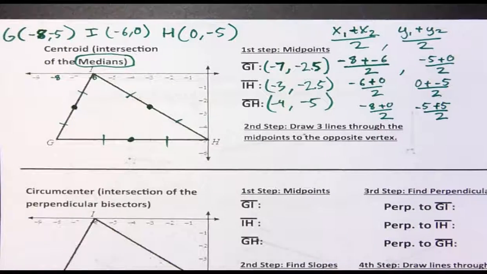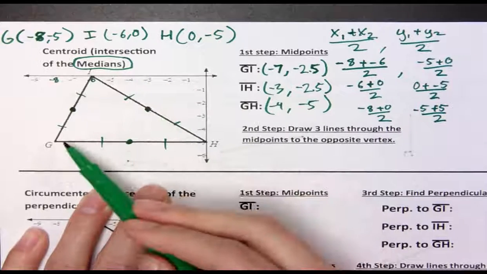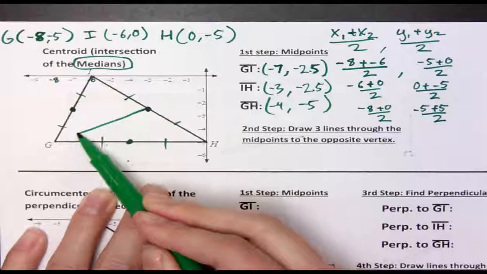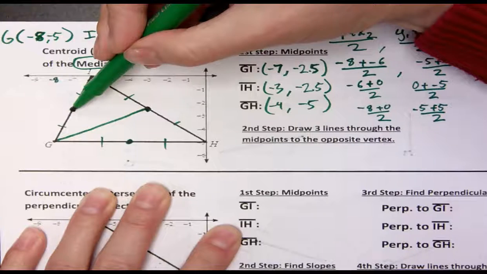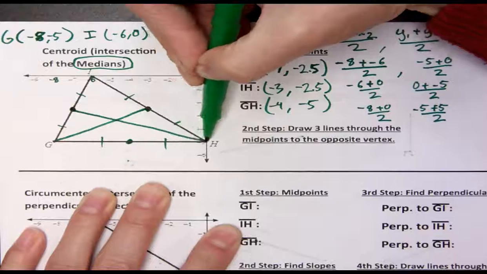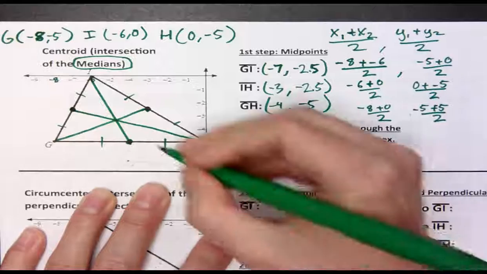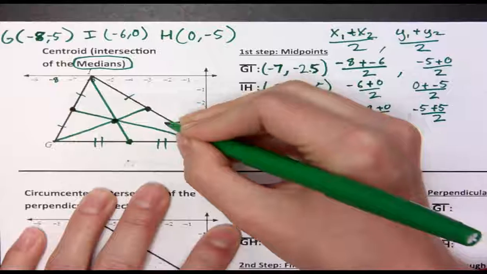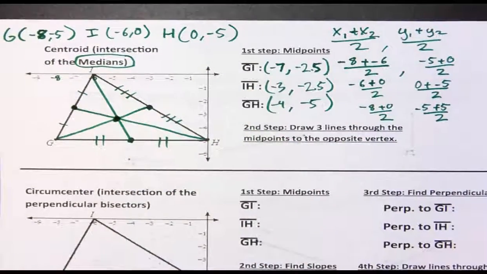Okay, and then we're going to draw straight lines in between. You can use actual rulers on your project if you want to use the edge of your ID, or just kind of freehand it. So remember, they go from the midpoint to the opposite vertex. Okay, so then the point where they all cross is called the centroid.